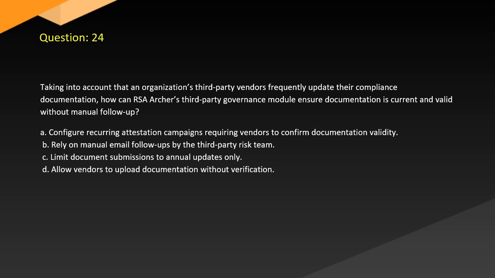Question 24. Taking into account that an organization's third-party vendors frequently update their compliance documentation, how can RSA Archer's third-party governance module ensure documentation is current and valid without manual follow-up? A. Configure recurring attestation campaigns requiring vendors to confirm documentation validity. B. Rely on manual email follow-ups by the third-party risk team. C. Limit document submissions to annual updates only. D. Allow vendors to upload documentation without verification.